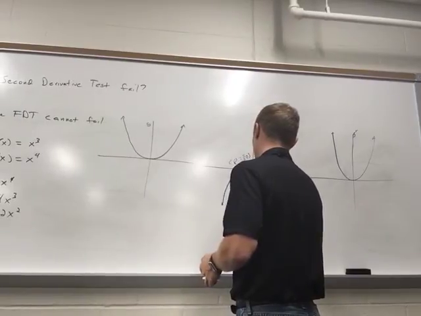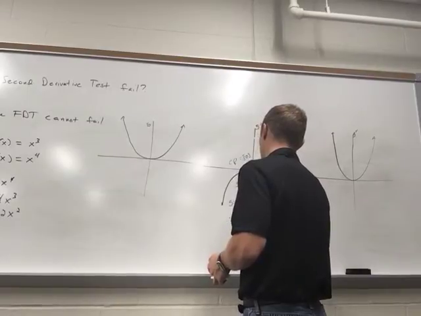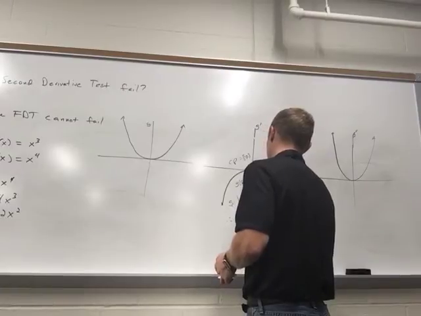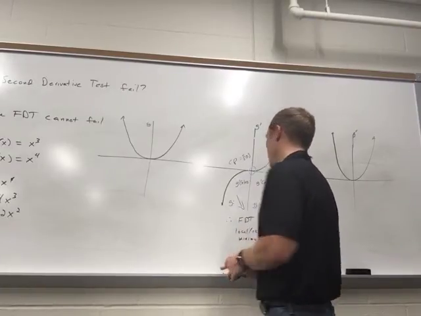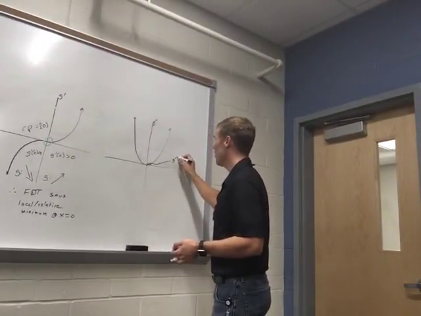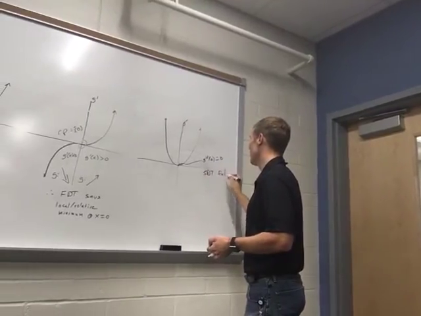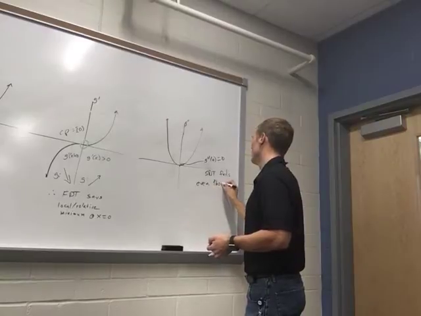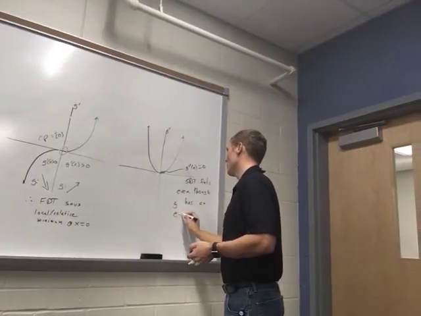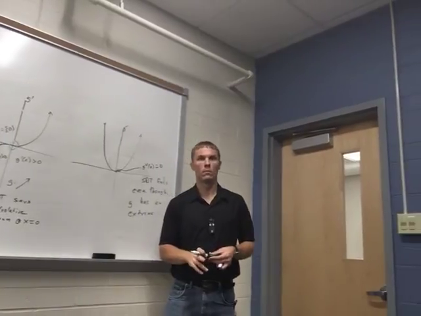Therefore, the first derivative test says local relative minimum at x equals 0. The second derivative test, though, unfortunately, since g double prime of 0 equals 0, fails, even though g has an extrema. Again, we're still talking local or relative here.